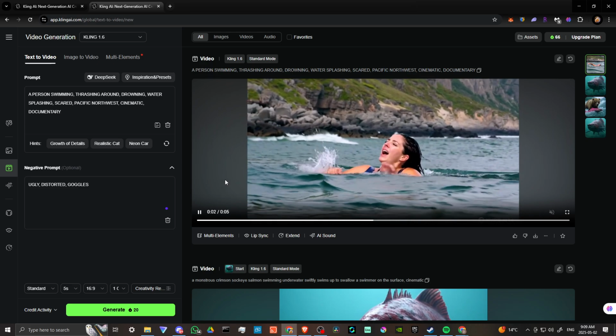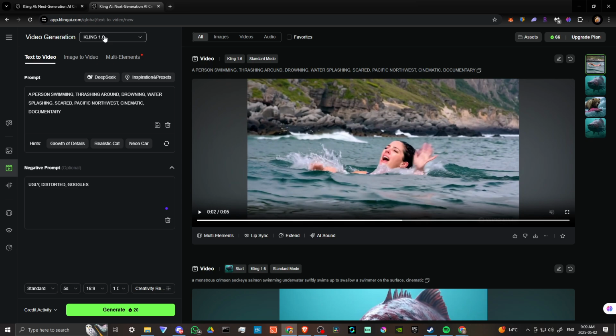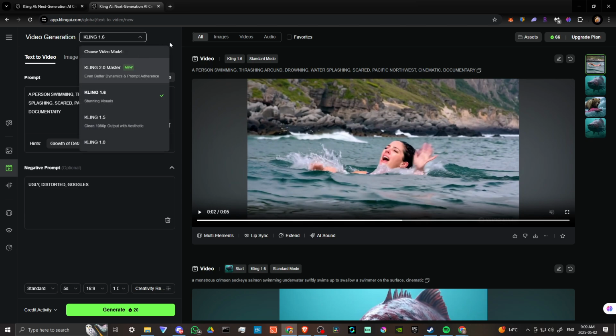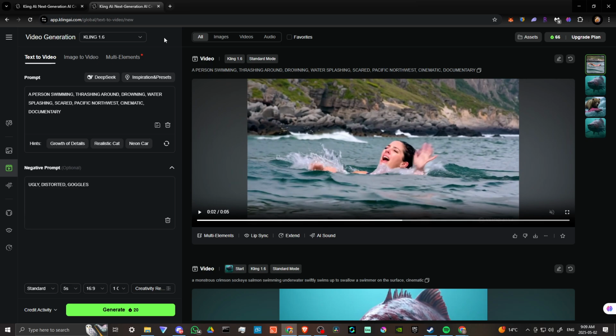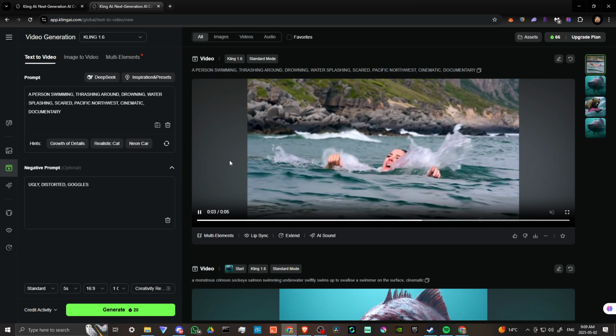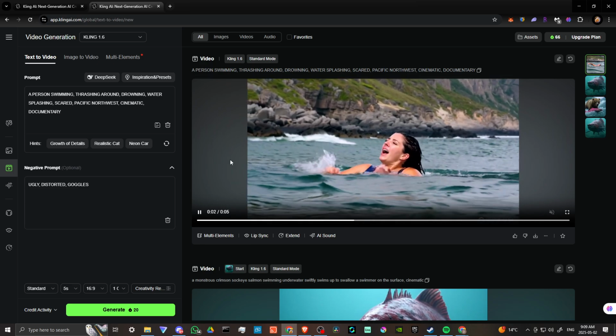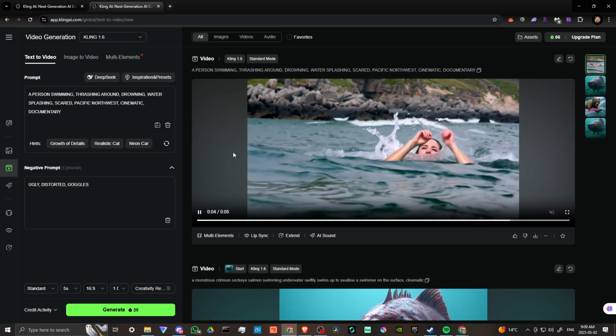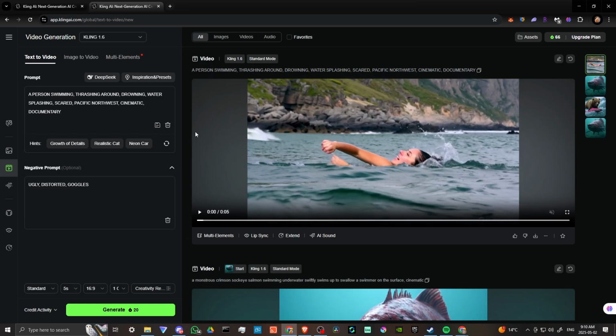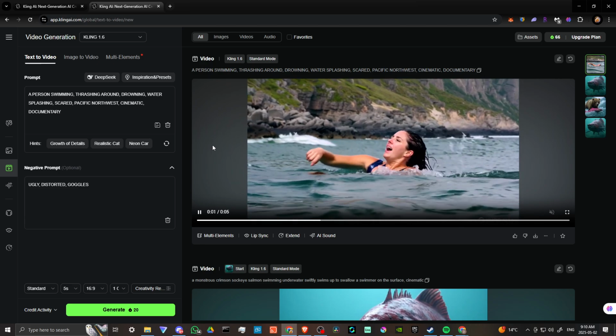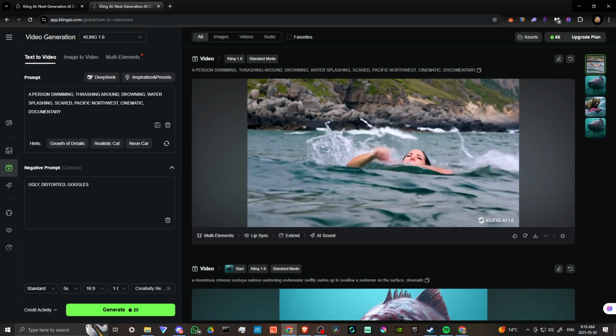And just to point out, this is using the 1.6 model. They do have the 2.0 model now, but however, it does cost quite a few more credits. But the 1.6 model is still really good, and the results here are really quite nice. So comparing this with what we got with Veo 2, I would say that in this case, Kling wins.